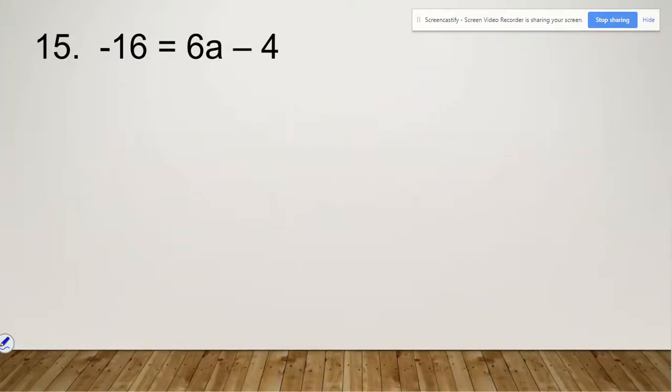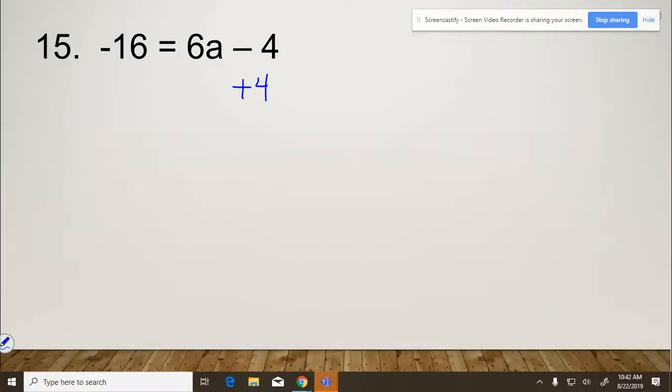All right, number 15, again, turned around, some negatives we have to deal with. So we're going to start with using our order of operations backwards, looking for addition and subtraction. I see subtraction by 4. The opposite of that would be to add 4 to both sides using the addition property of equality. So I have 6a equals something.